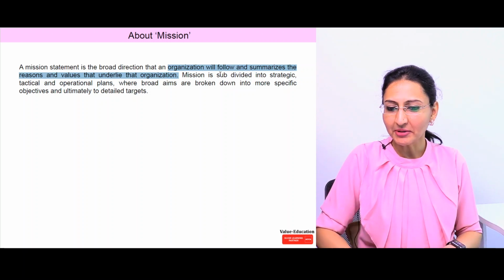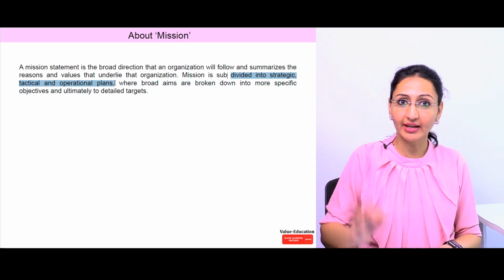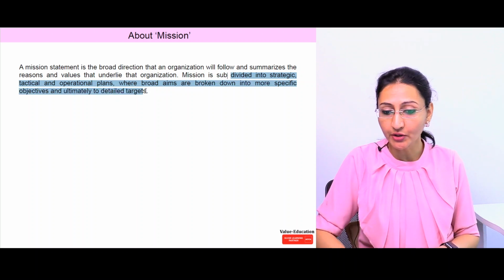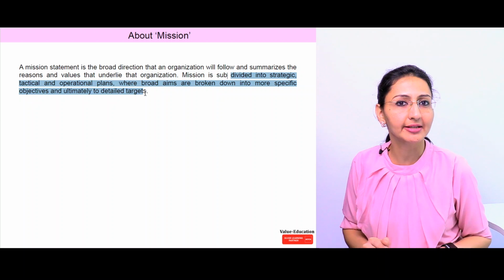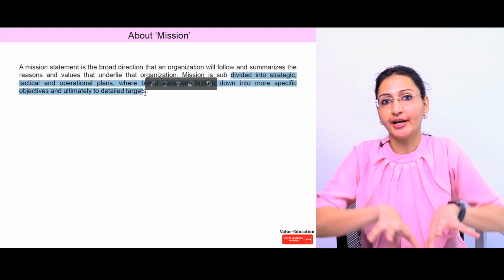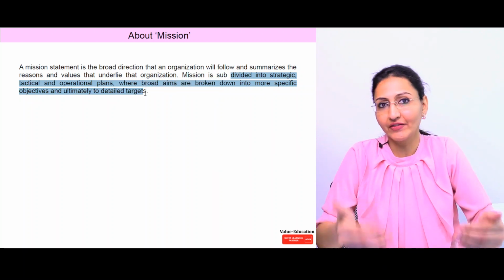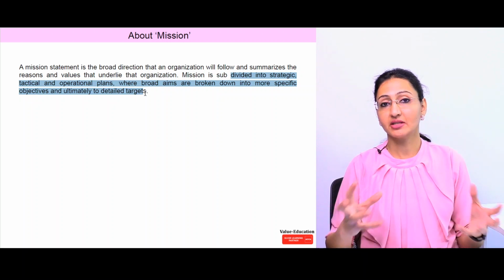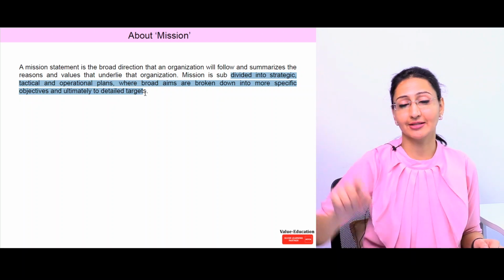Now, the mission statement is subdivided into strategic, tactical, and operational plans. Again, three levels of a mission, where broad aims are broken down into more specific objectives and ultimately more detailed targets. That means the top level has a broad idea of what has to be achieved. Then the lower the level gets, the more detailed the plans become, because they have to account for each and every penny to complete that major task.